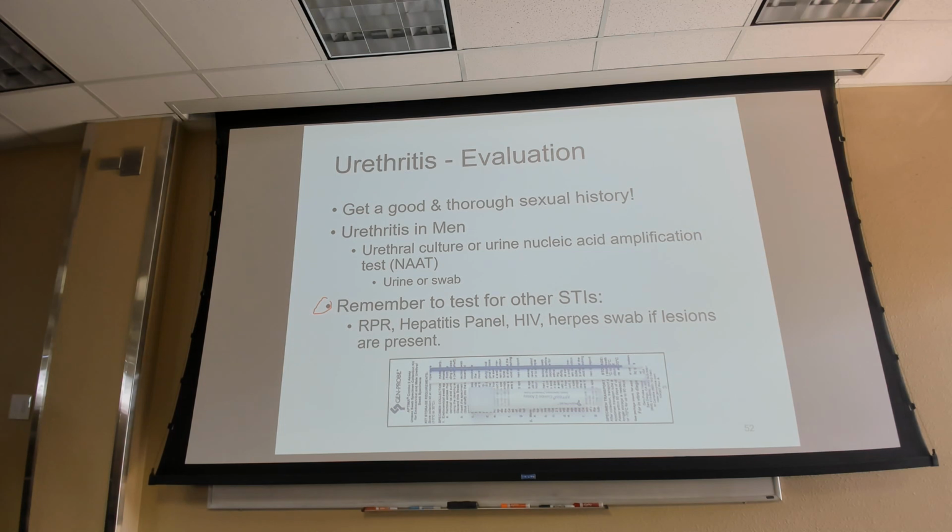So RPR, syphilis, right? Hepatitis panel, acute chronic hepatitis panel, HIV. Herpes swab, if lesions are present, because herpes serology is garbage, all right? And don't forget sexual history, because the urethra isn't the only place that STIs take hold, all right? They might need a rectal swab, they might need an oropharyngeal swab. You won't know that unless you ask a good pertinent sexual history, okay?